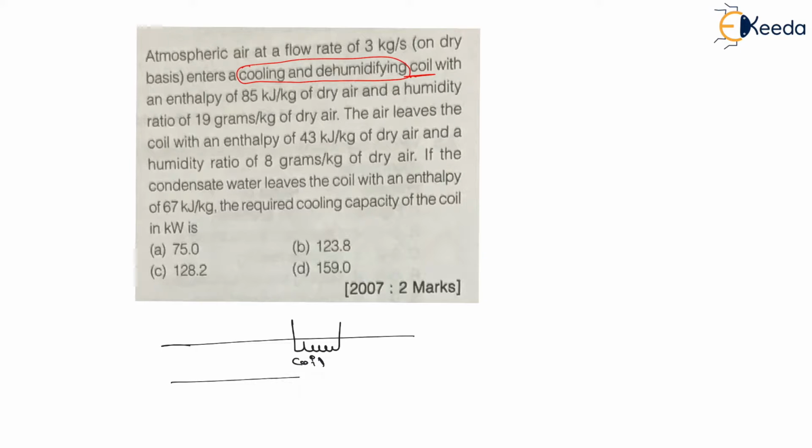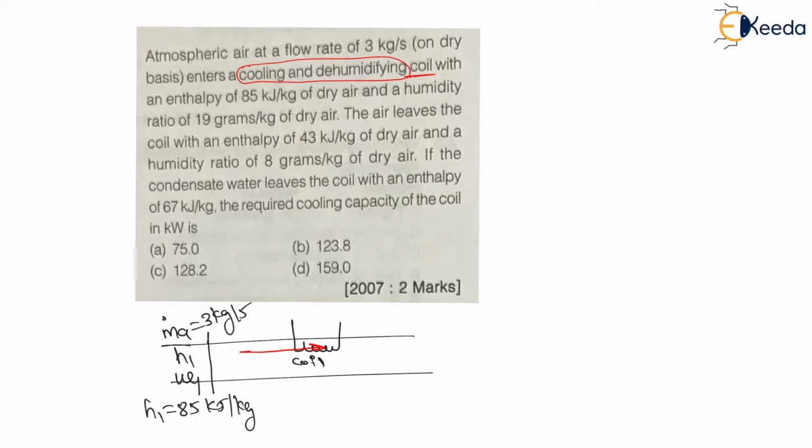This is a cooling coil, which will decrease the temperature. Now the air is here. Initially the air, or dry air, has mass flow rate, enthalpy H1 and specific humidity omega 1. Now this air is passing over the cooling coil. Enthalpy H1 is given as 85 kilojoule per kg. Mass flow rate of air is given as 3 kg per second on dry basis, which means mass flow rate of air is 3 kg per second.